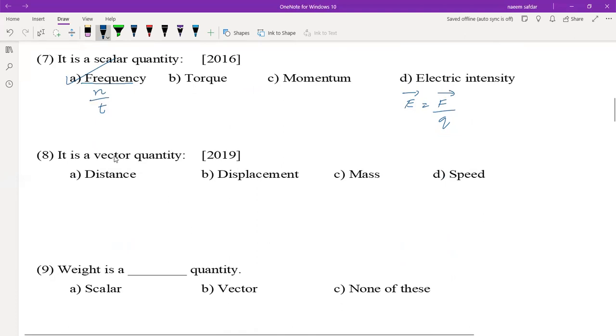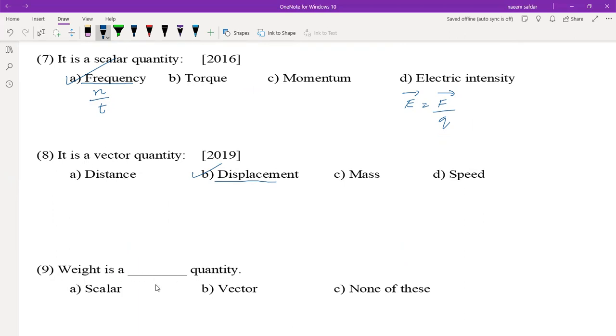It is a vector quantity. Next MCQ is it is a vector quantity. We have to choose vector. Distance is scalar quantity. Displacement is a vector quantity. Mass has no direction. Speed is a scalar quantity. So the correct option is displacement. Displacement is a vector quantity.